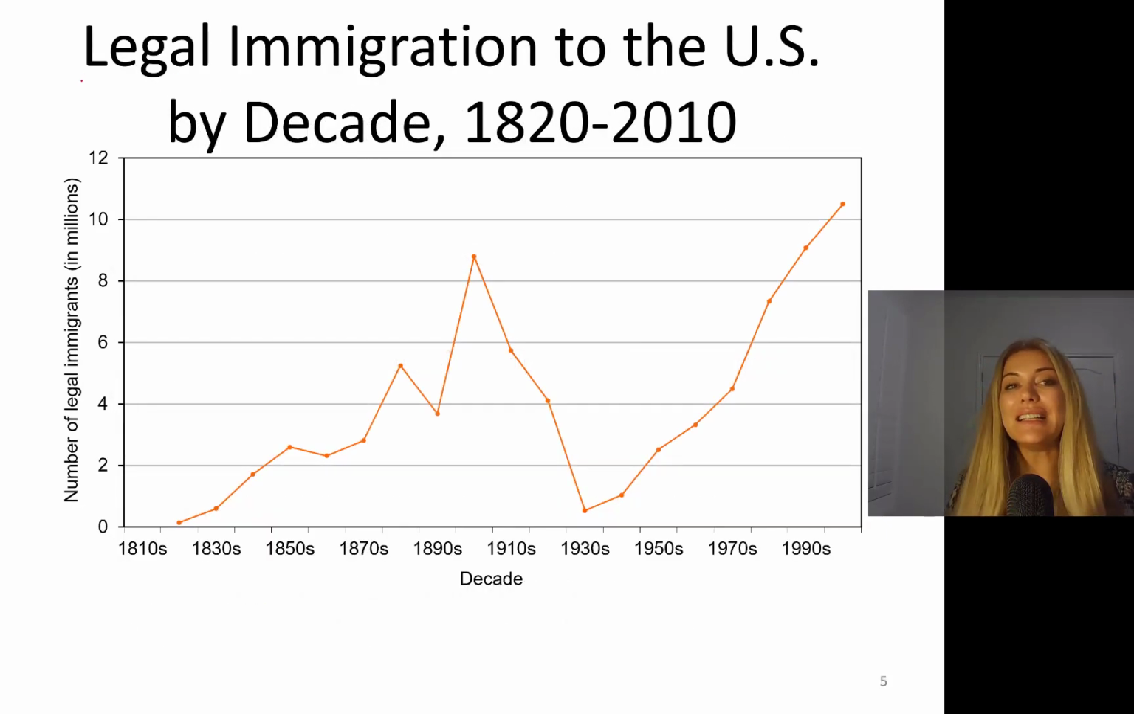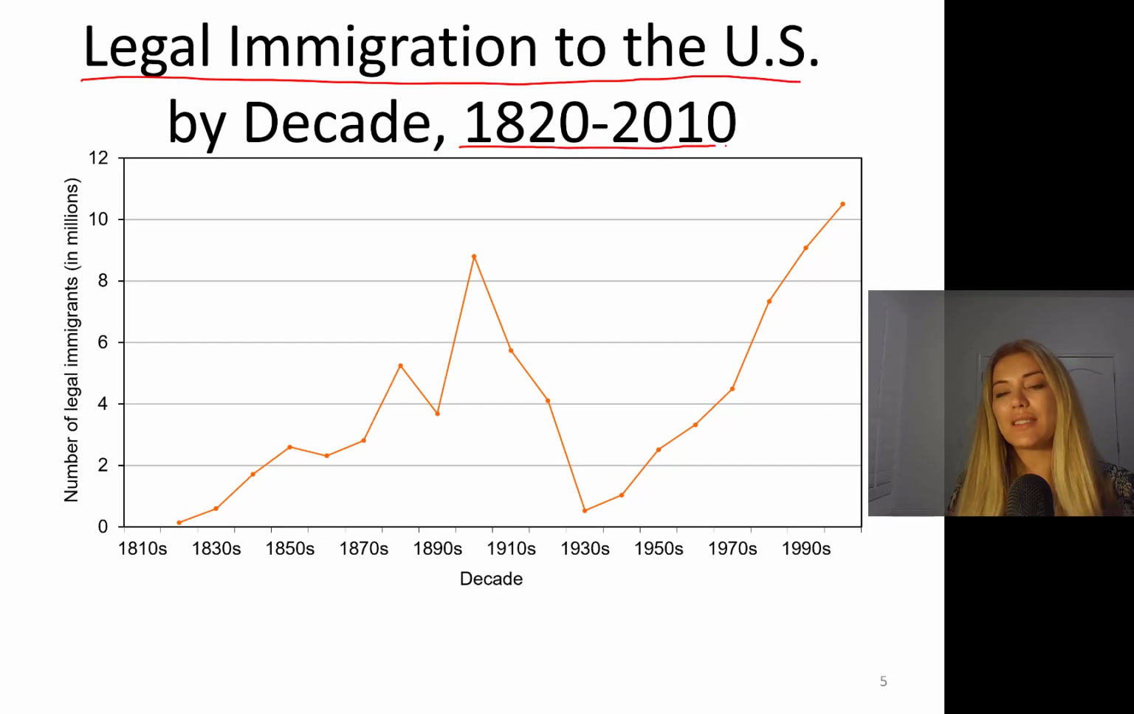Okay, so this is legal immigration to the US by decades, starts from 1800s to 2010. And if you look at this, this is the legal immigrants again. Number of legal immigrants in millions. As you can see, in 1800s, it's a very low number, right? And then there's a huge spike at the beginning of the 20th century. That's 1900s, right? And you see that's going down. These are in millions. 2, 4, 6, 8, 10, 12, right?